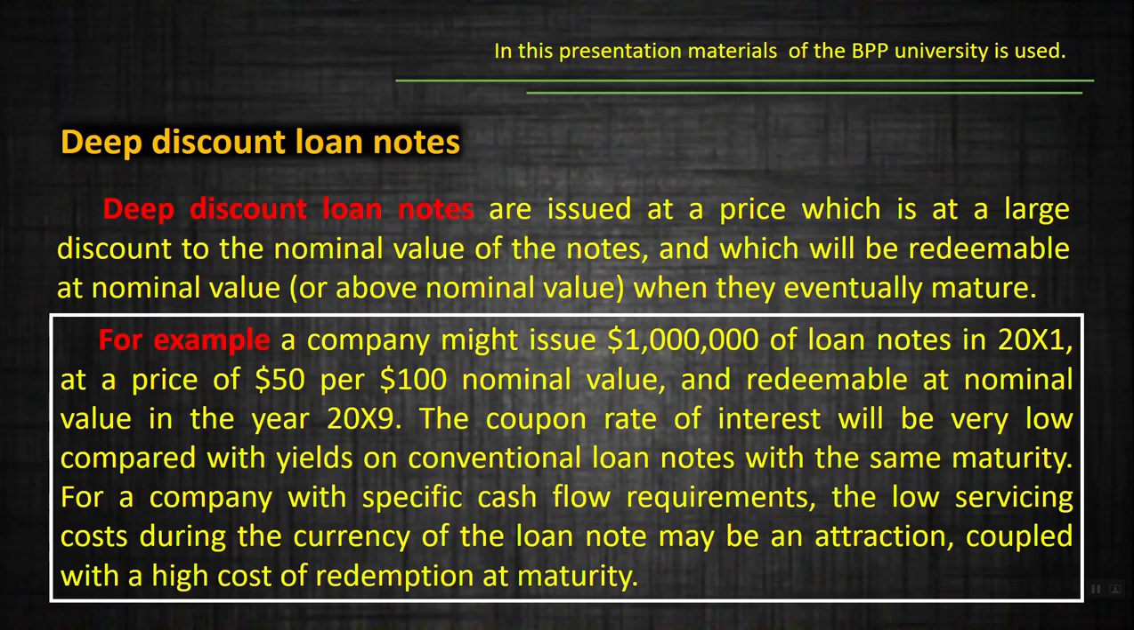Deep discount loan notes, one of the types of loan notes. Deep discount loan notes are issued at a price which is a large discount to the nominal value of the notes, and which will be redeemable at nominal value or above nominal value when they eventually mature. For example, a company might issue $1 million of loan notes in 2011 at a price of $50 per $100 nominal value and redeemable at nominal value in the year 2019. The coupon rate of interest will be very low compared with yields on conventional loan notes with the same maturity. For a company with specific cash flow requirements, the low servicing cost during the currency of the loan note may be an attraction, coupled with a high cost of redemption at maturity.